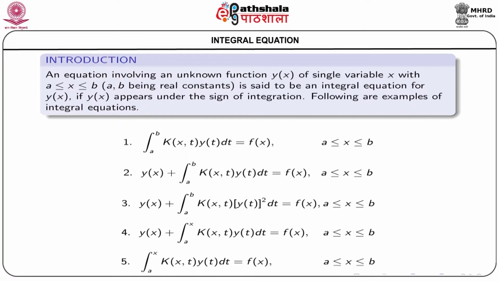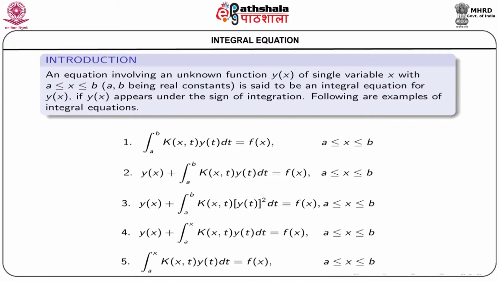We go back to our 5 examples. Example 1 is a linear integral equation of first kind. Example 2 is a linear integral equation of second kind. And in example 1 and in example 2, the limits of integration are constants. So, in example 1, the integral equation is Fredholm integral equation of first kind, and in example 2, the integral equation is Fredholm integral equation of second kind.